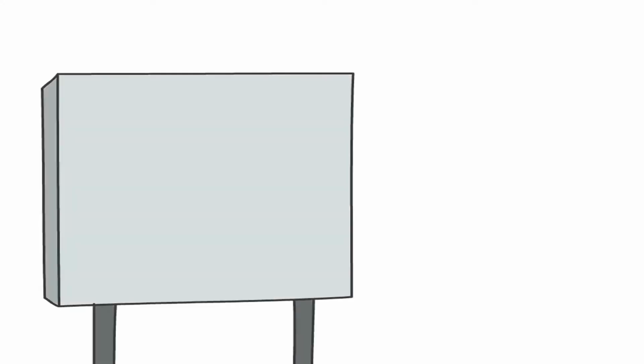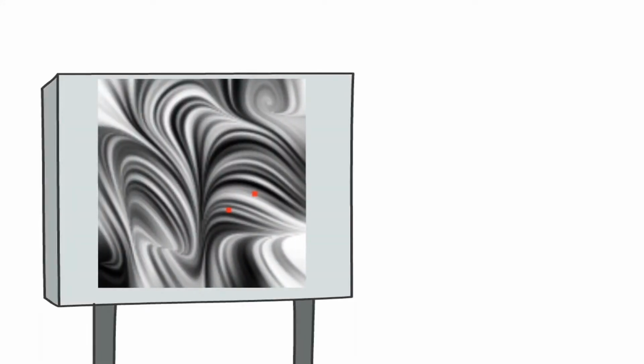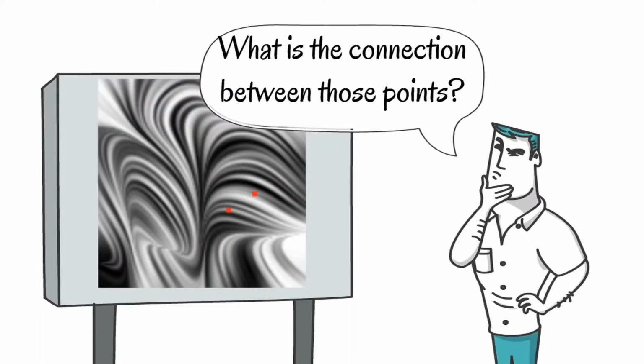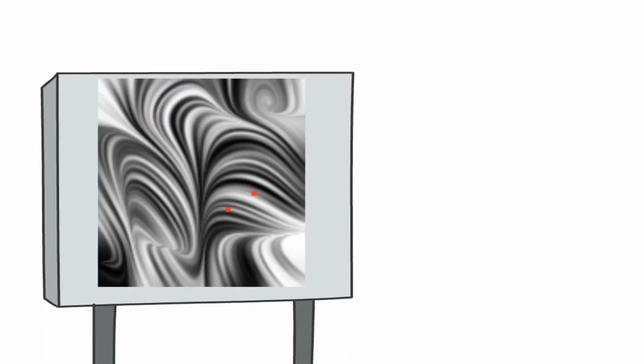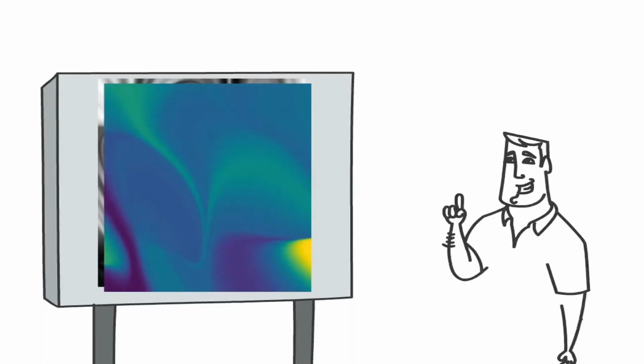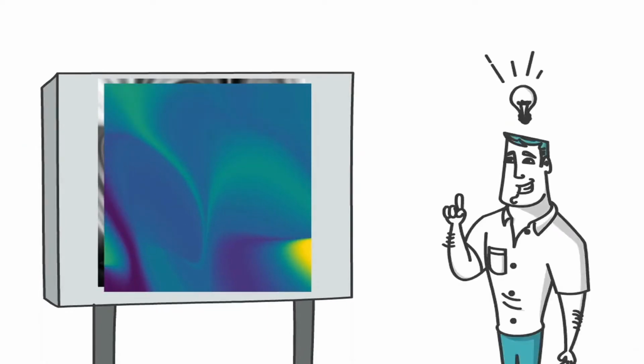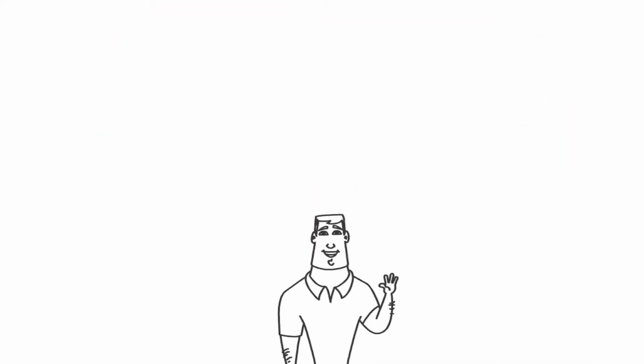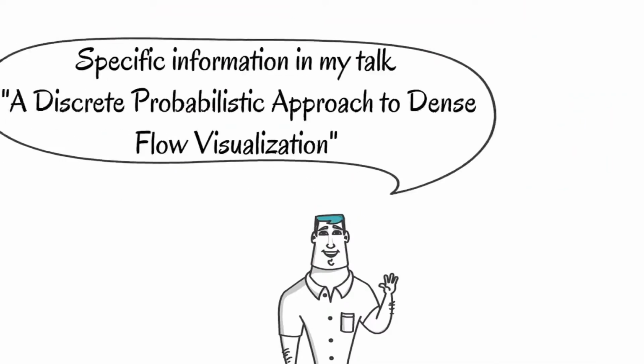Traditional flow visualization methods, such as the line integral convolution, convey information about the underlying flow structure. However, the influence of regions in the flow on each other is not visualized. In my talk, I will present a new dense flow visualization technique, creating a multi-level hierarchy that provides insight into the regions' connectivity using a probabilistic model. For more specific details, come to my talk.